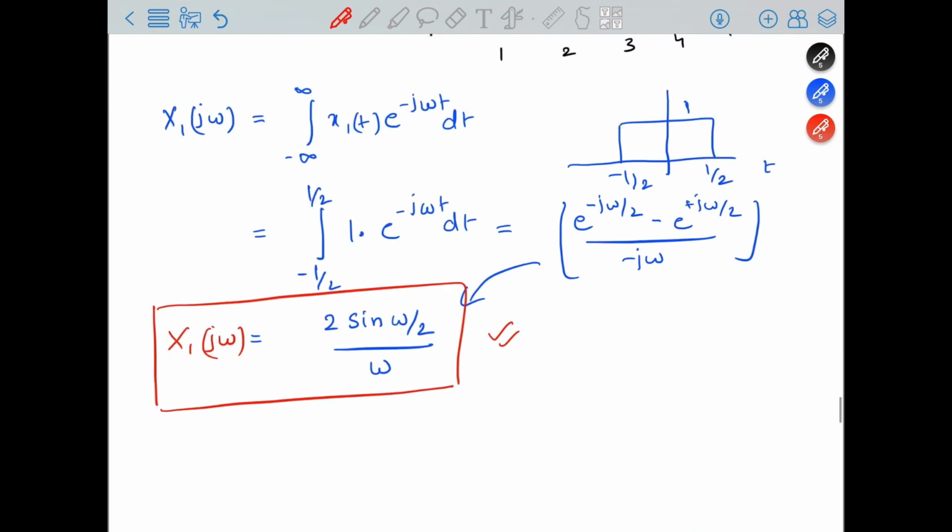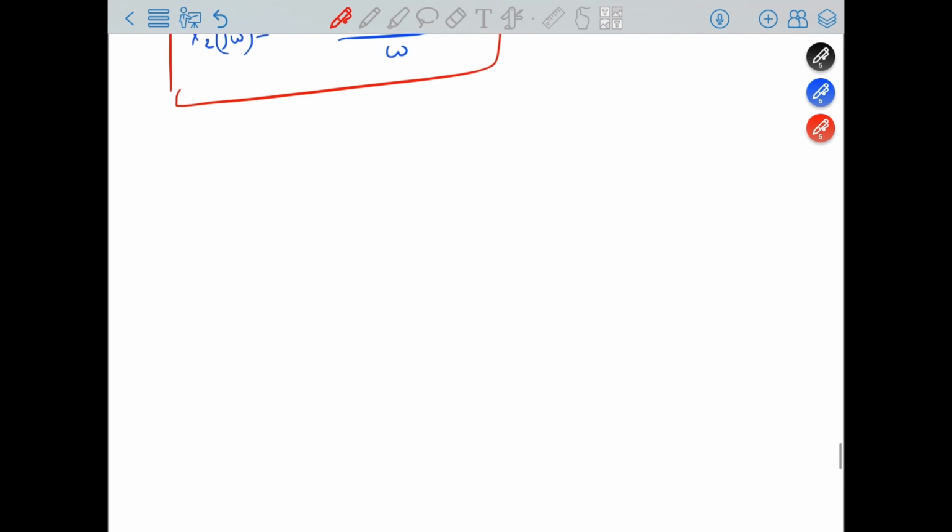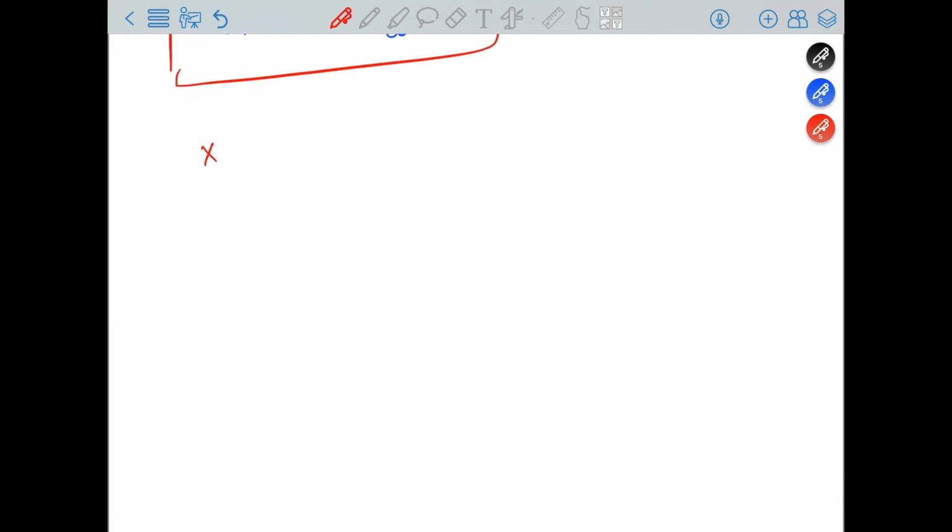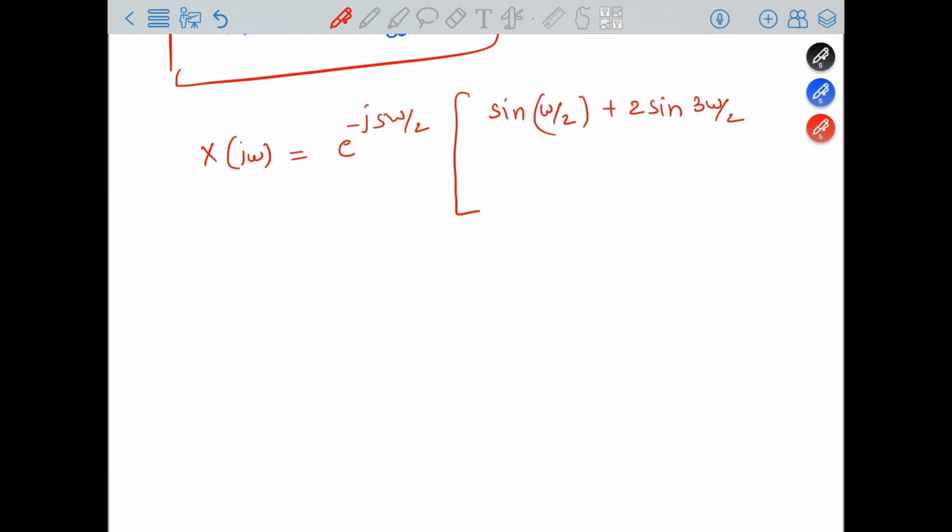So we'll just write it as a final form. The final form of the Fourier transform of x(t) will be X(jω), equal to e^(-j5ω/2) times the sum of these two signals: sin(ω/2) plus 2 sin(3ω/2), divided by ω. So this is the final form.